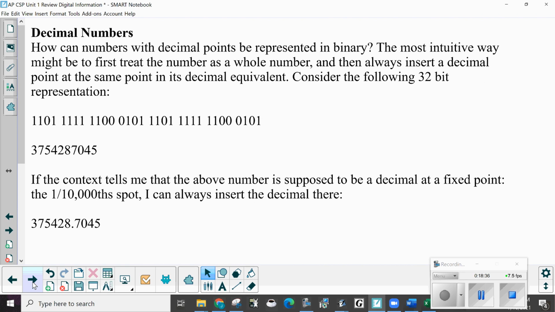Decimal numbers. How can numbers with decimal points be represented in binary? Well, the most intuitive way might be to first treat the number as a whole number, and then always insert a decimal point at the same point in its decimal equivalent. Consider the following 32-bit representation. I'm not reading off ones and zeros. And this converts to this number. If the context tells me that the above number is supposed to be a decimal at a fixed point, the 1/10,000th spot, meaning I have 4 decimal places, I can always insert the decimal here. So now I have 375,428.7045.